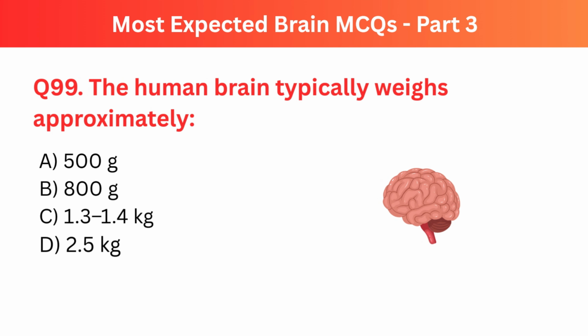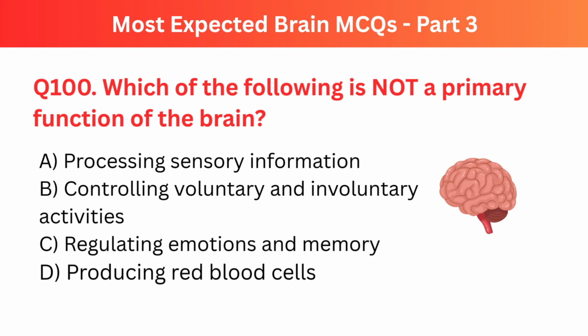Question number 99. The human brain typically weighs approximately. The right option is C, 1.3 to 1.4 kg. The last question is, which of the following is not a primary function of the brain? The right option is D, producing red blood cells.